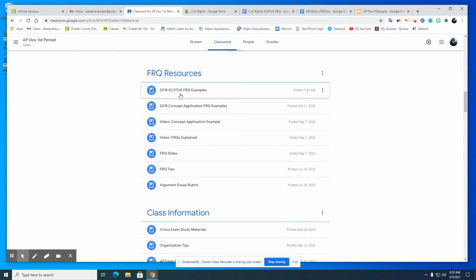Because we're doing a Supreme Court FRQ this week, I've also provided an example from the AP exam in 2018. So you can see the question, you can see the scoring guide, and you can also look at some examples of a good response and a not so good response. It is going to explain to you why some responses received higher scores than other responses. So I would really recommend checking out these FRQ examples before you start writing yours.